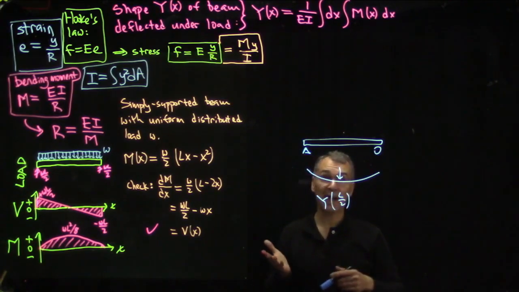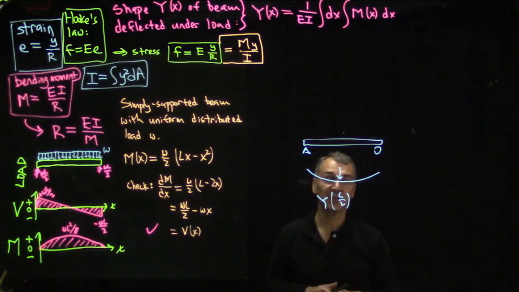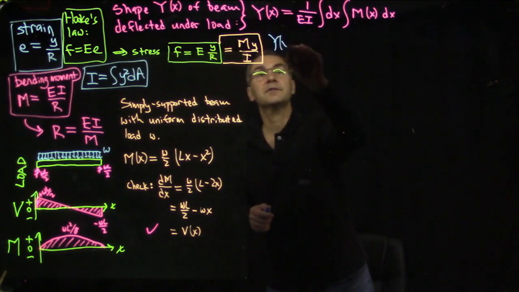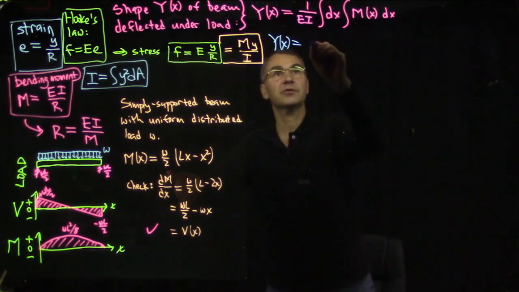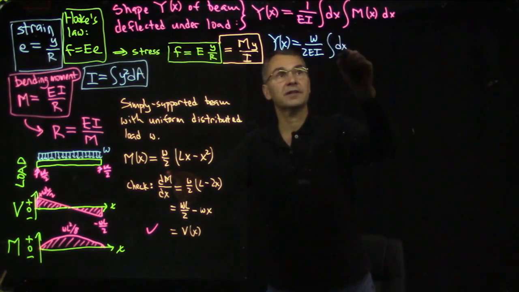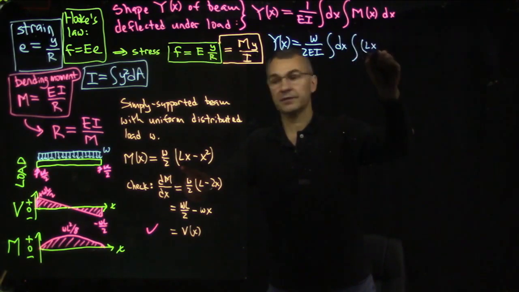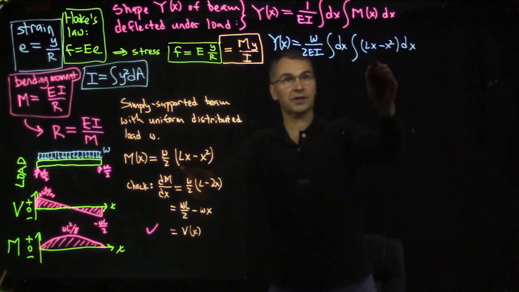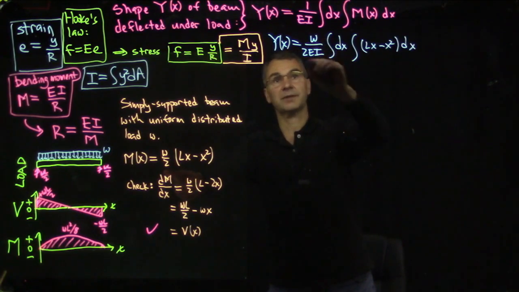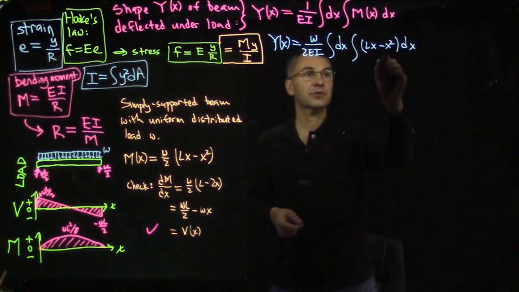This, again, you absolutely, positively do not need to know how to do, but I think it's kind of fun. So y of x equals, so what's our coefficient? Our coefficient is w over 2. So this is w over 2EI, integral dx, integral Lx minus x squared dx. So there's M of x except for this factor, and that factor wound up outside, w over 2. I think that's good.